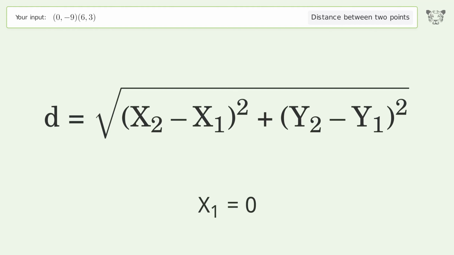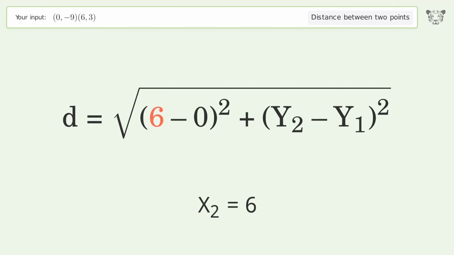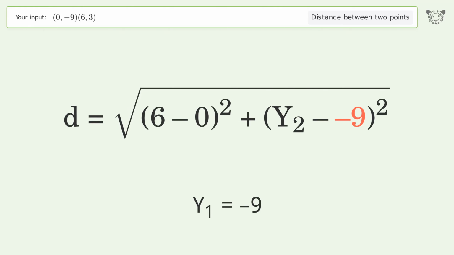x1 equals 0. x2 equals 6. y1 equals -9. y2 equals 3.